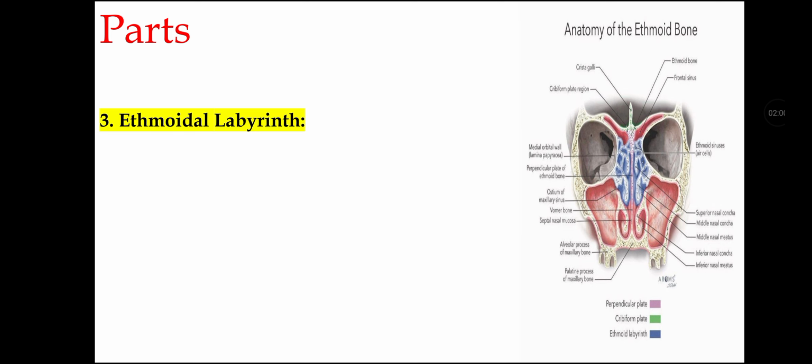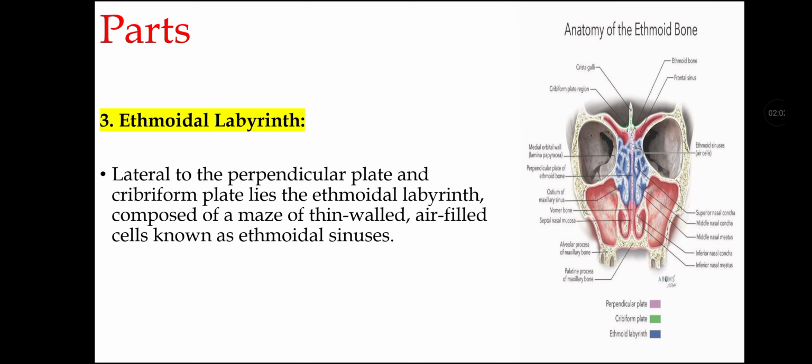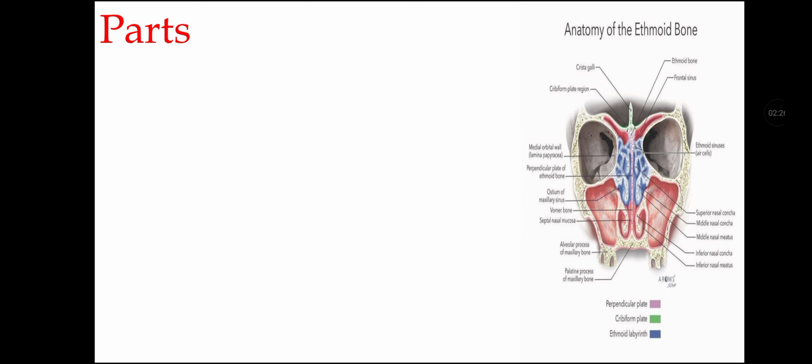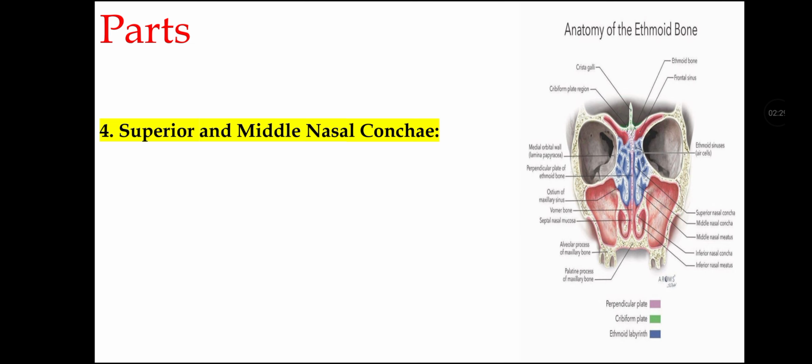The next part of the ethmoid bone is the ethmoid labyrinth. Lateral to the perpendicular plate and cribriform plate lies the ethmoid labyrinth, composed of a maze of thin-walled, air-filled cells known as ethmoidal sinuses. These cells are variable in number and size among individuals and play a role in reducing the weight of the skull and resonating the voice. And you can see here in the diagram, the blue colored area is basically the ethmoidal labyrinth.